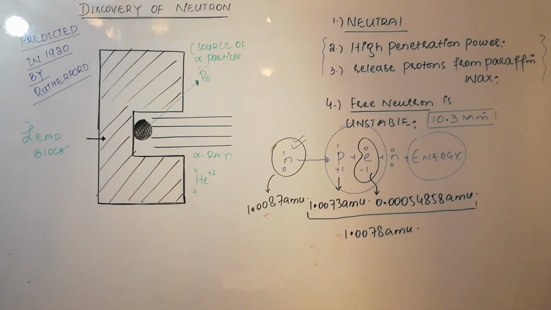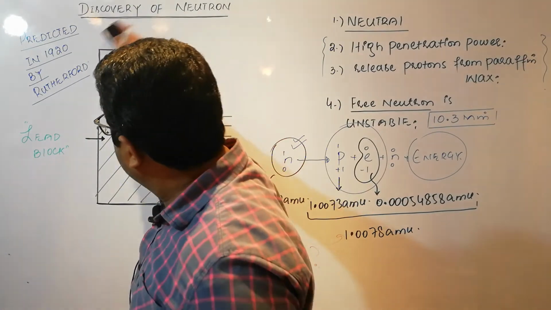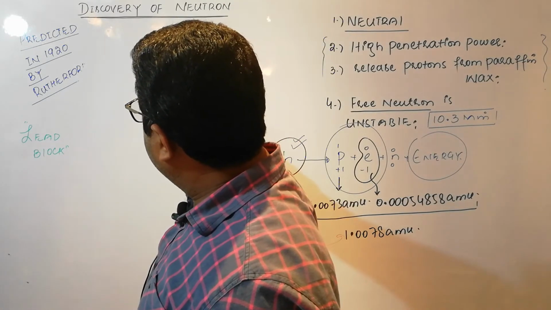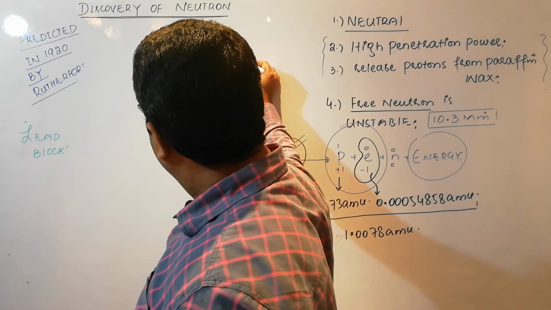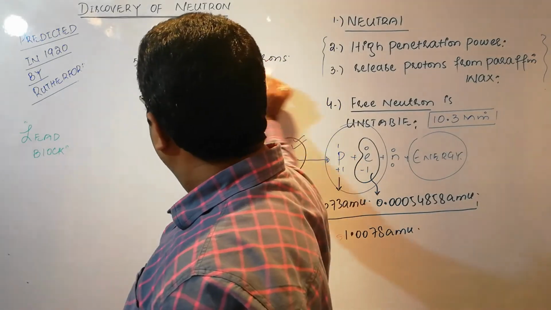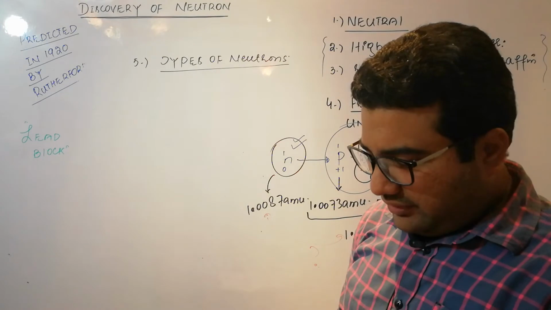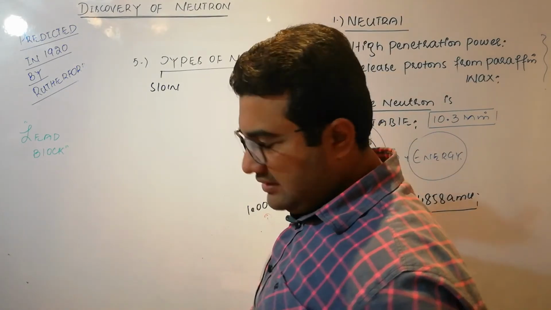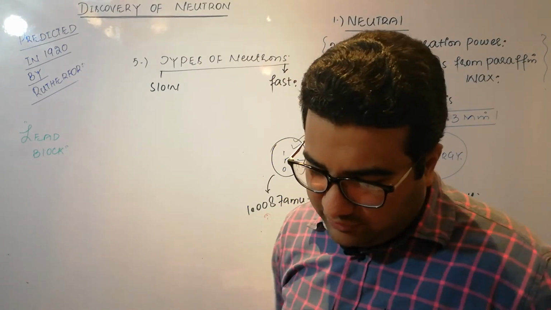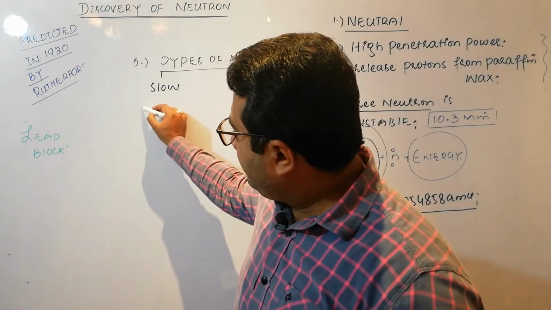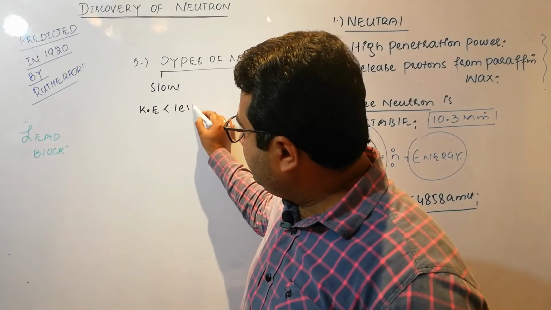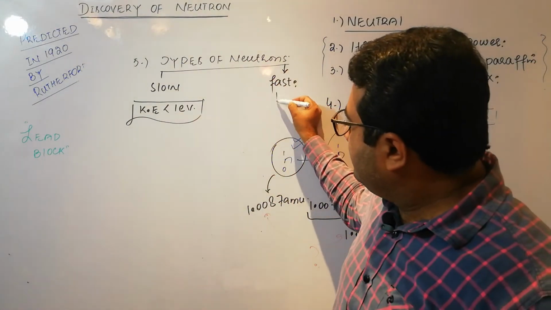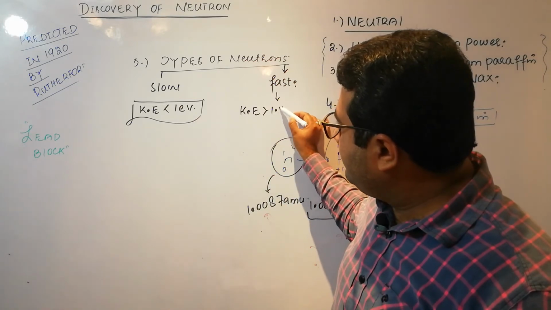Now the fifth property. The fifth property is the types of neutrons. There are so many types of neutrons, but we will discuss only two types. The first one is slow and the other one is fast. Now what is meant by slow neutrons? Slow neutrons are those neutrons that have kinetic energy less than 1 electron volt. Electron volt is the unit of kinetic energy and it is used when we study subatomic particles. Fast neutrons are those having kinetic energy greater than 1.2 mega electron volt.